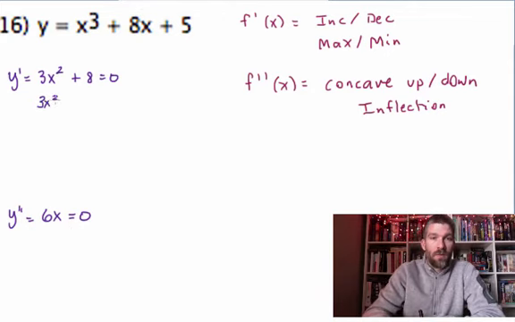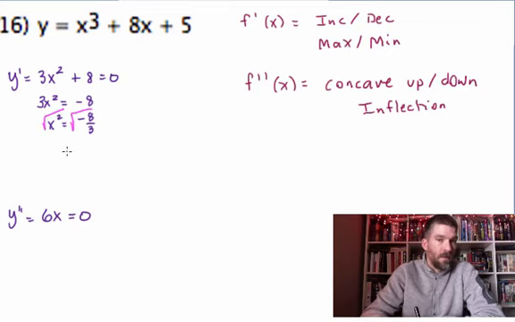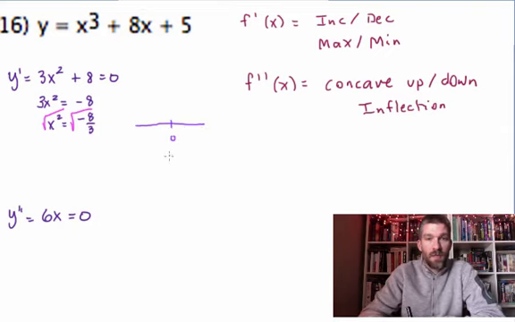3x squared equals negative 8. Divide both sides by 3. And guess what? x squared equals negative 8/3. If I take the square root of both sides, there's no place I can do that. This is always going to be positive. So when I look at a number line, I don't have any 0 values at all for this particular problem.